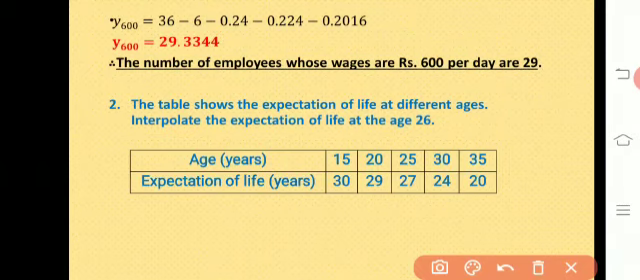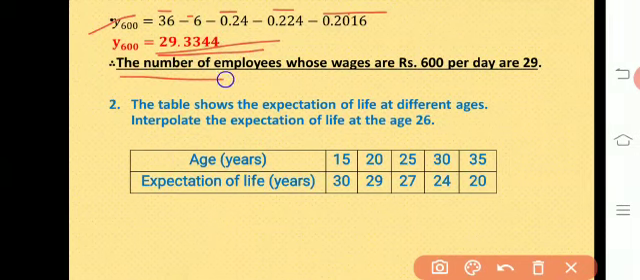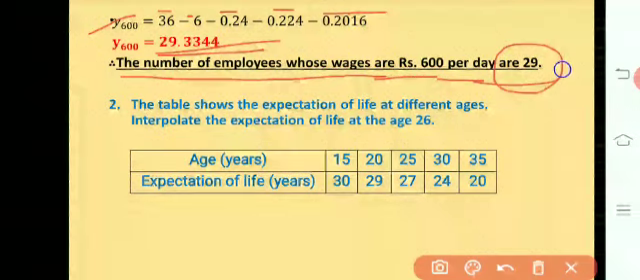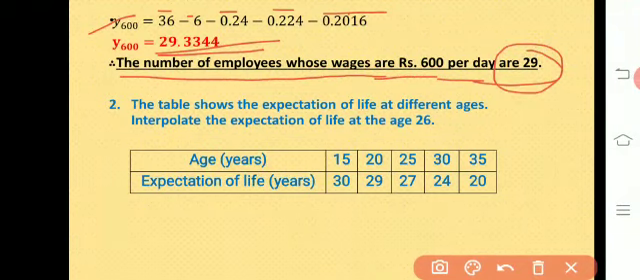You will get y600 is equal to 36 minus 6 minus 0.24 minus 0.224 minus 0.2016. Then simplify further. You will get y600 equal to 29.3344. That is, the number of employees whose wages are 600 rupees per day is 29. So there are 29 employees whose wages per day are 600 rupees.